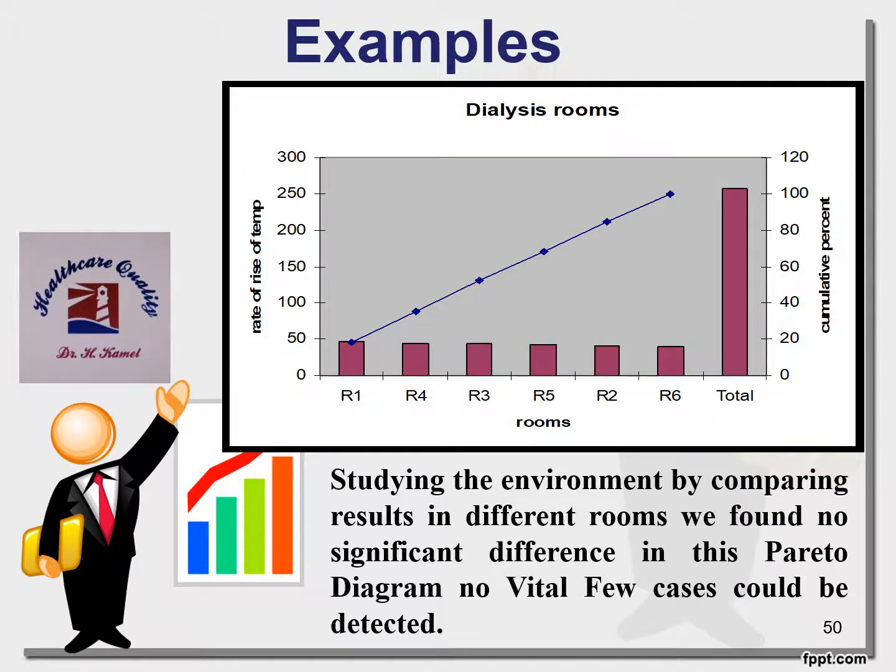In this example, we were studying the problem of rise of temperature in chronic renal failure patients on hemodialysis in Portside General Hospital hemodialysis unit. Studying the environment by comparing results in different rooms, we found no significant difference in this Pareto diagram. No vital few cases could be detected.